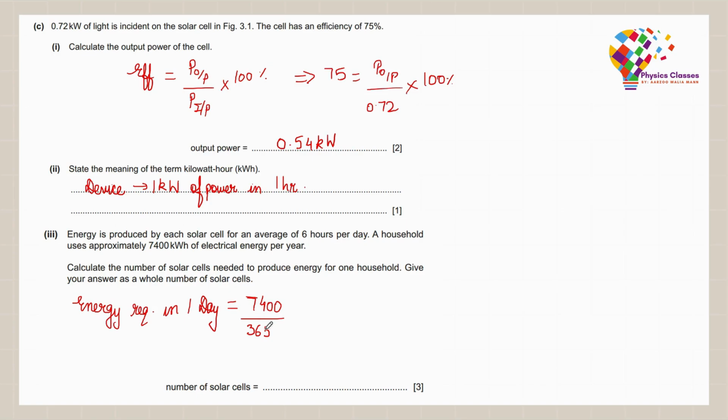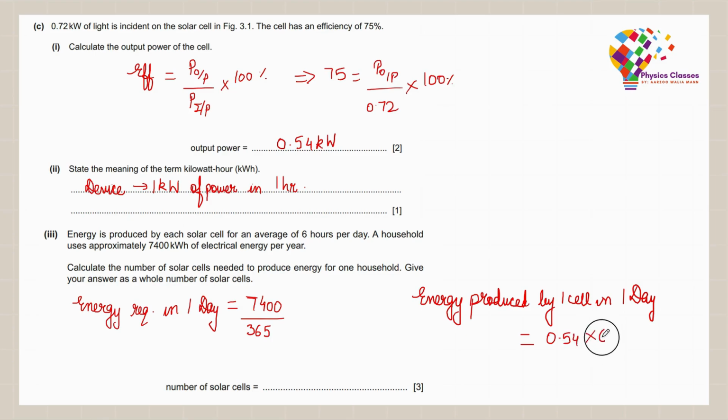Now, this is the amount of energy that is required in 1 day, and at the top we have calculated the output power to be 0.54 kilowatt. So the energy produced by one cell in 1 day will be equal to the power of one cell times 6 hours, because it can give us energy for 6 hours. So we have the power multiplied by the time. So 0.54 times 6. This much energy is produced by one cell in 1 day.